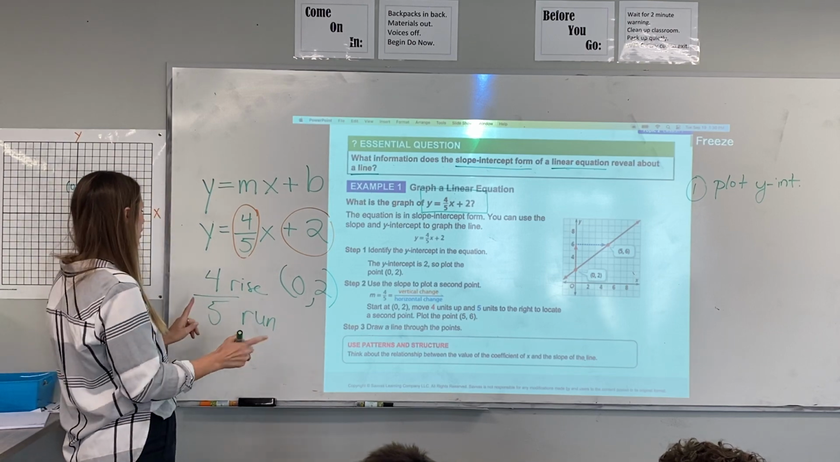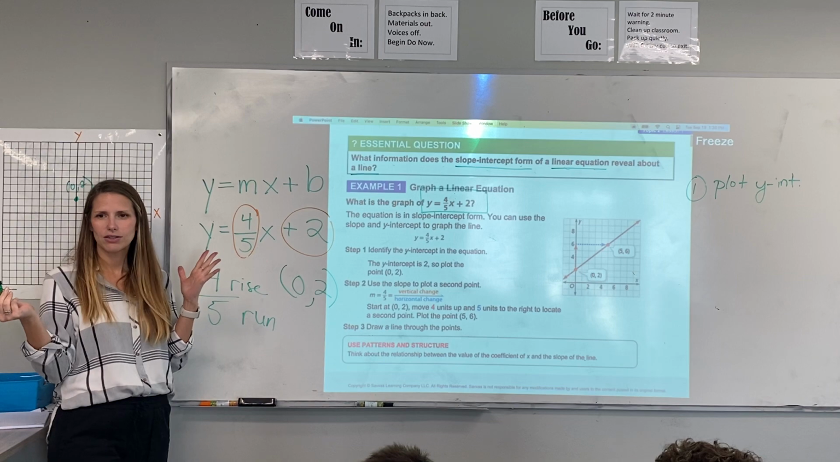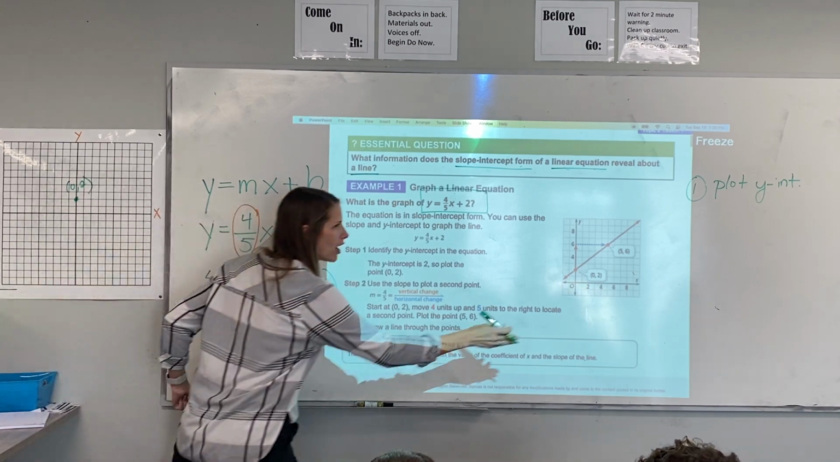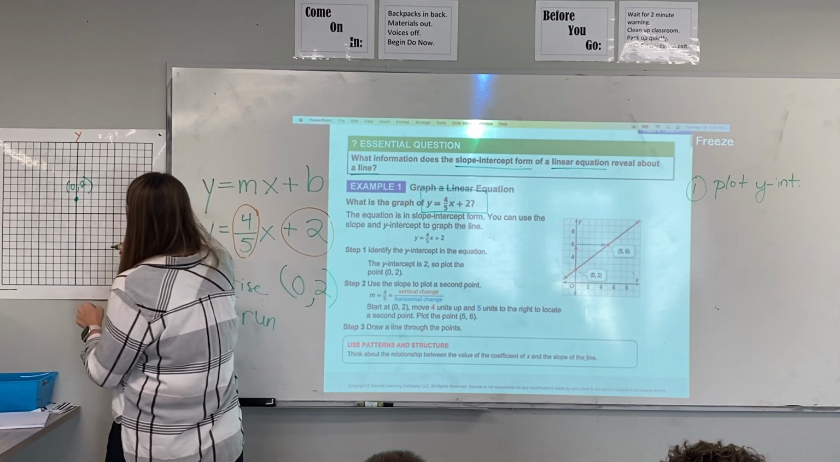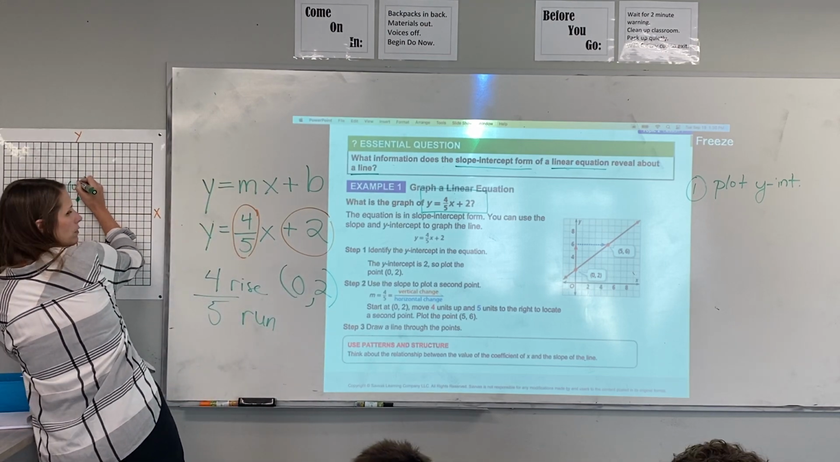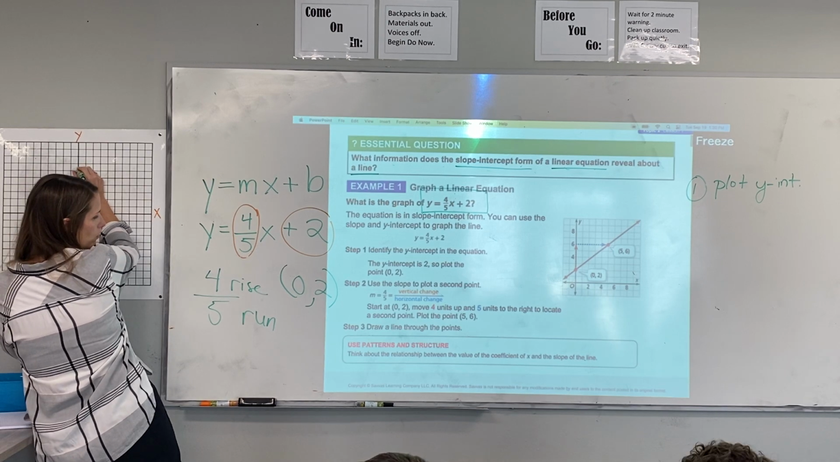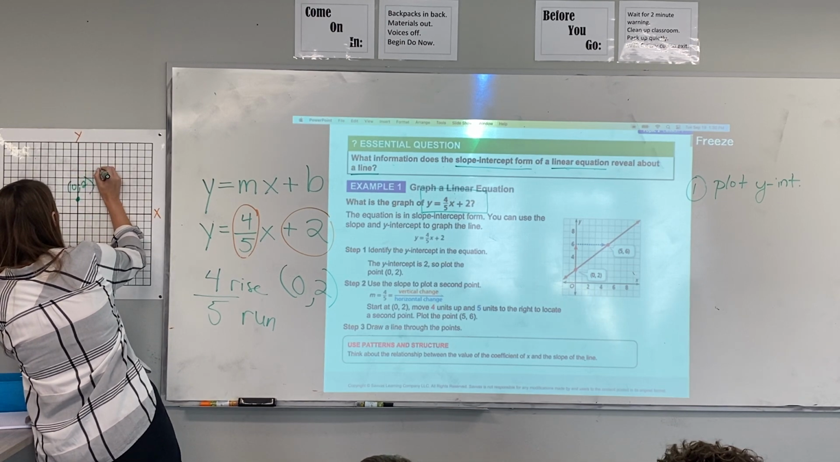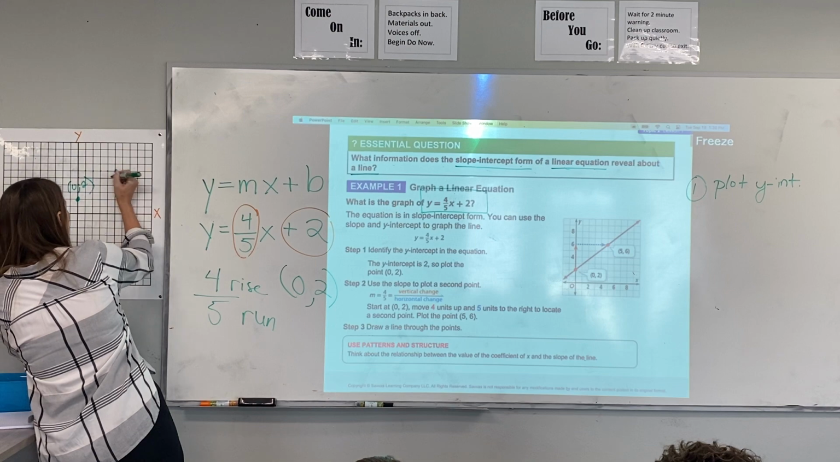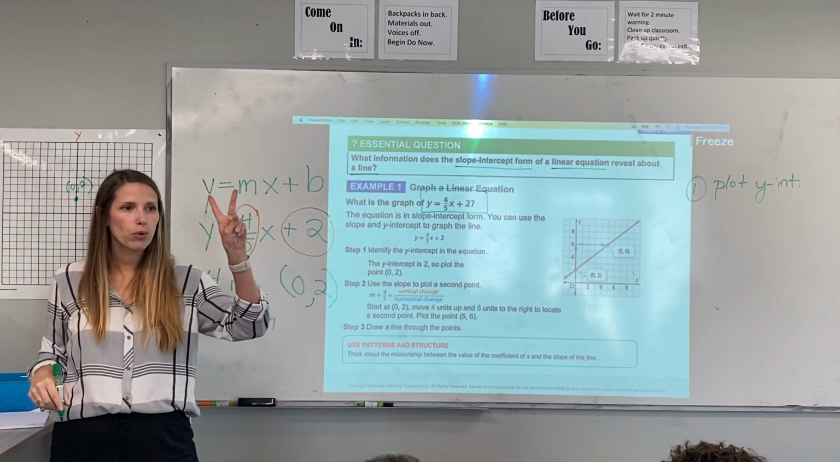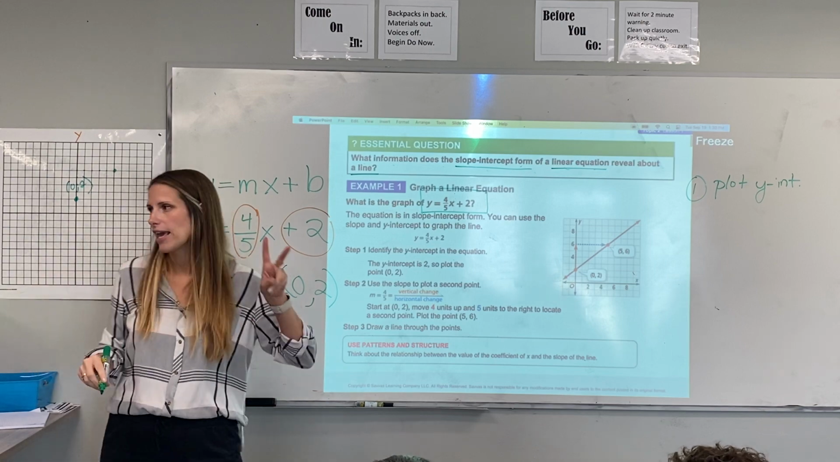Okay, so anyway, it's positive, right? So that's an easy one. You go up, so you rise forward and you run towards positive. So we're gonna rise up 1, 2, 3, 4. And we're gonna run 5: 1, 2, 3, 4, 5. And right at that spot, we're gonna plot our second point. And when you have 2 points, you've got a line.